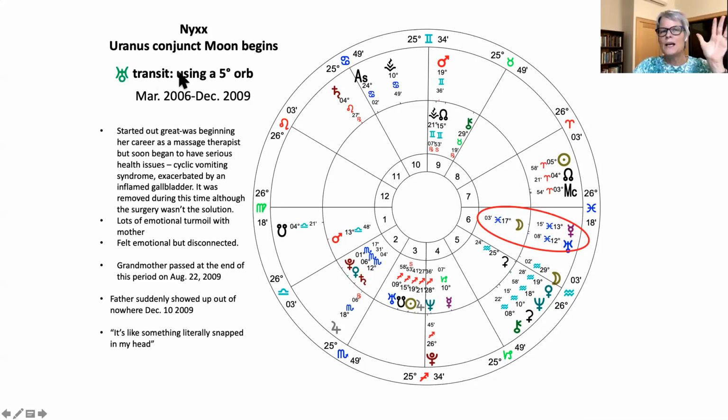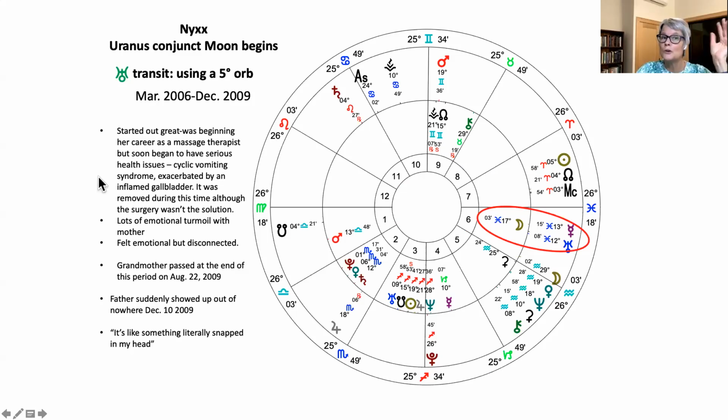So Uranus, again, using a 5-degree orb for Nyx, was from March 2006 to December 2009. Here's her Uranus. This is when it started. So she had Mercury conjunct, but as we know, Mercury moves pretty fast. But to have Mercury conjunct Uranus when you're launching your Uranus cycle is pretty intense. It's like bringing really high frequency energy through the mind. She says that everything started out great.